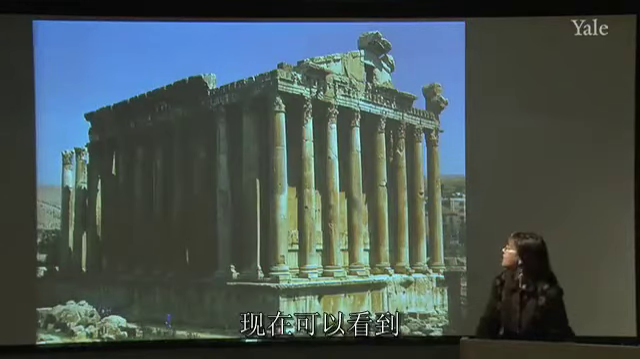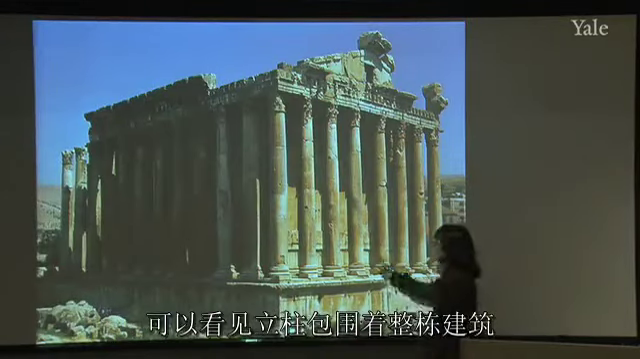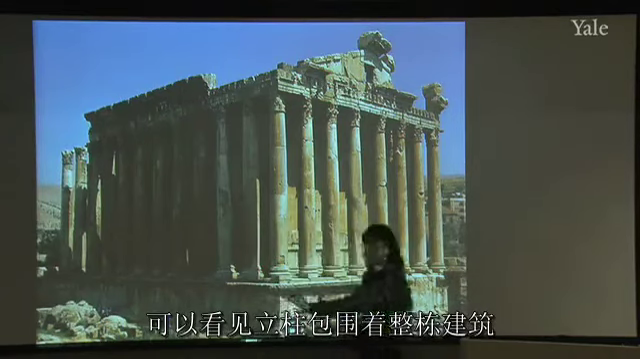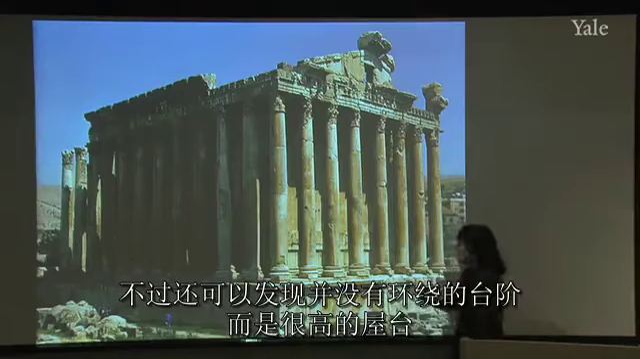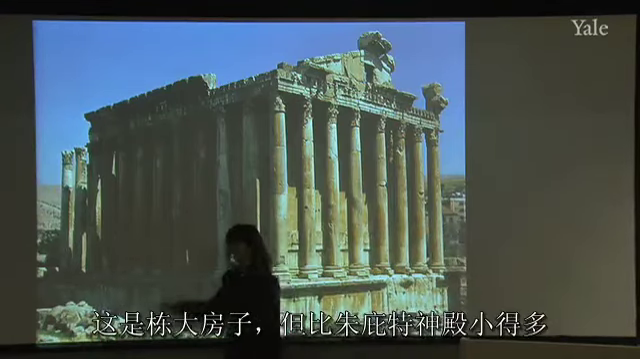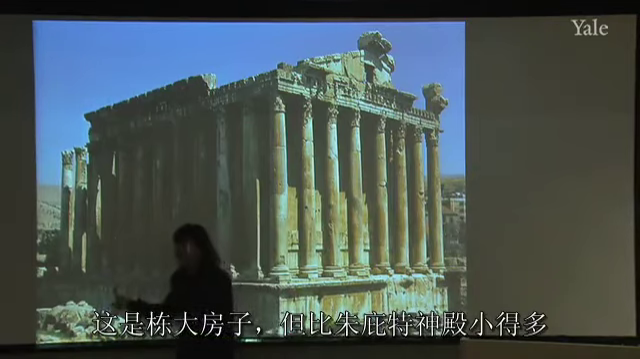Here you see it. It is very well preserved. You can see the columns encircling the whole building, but you can see there is no staircase circling the whole building, but a very high podium. A few people here for scale. This is a big building, and this building is much smaller than the Temple of Jupiter.